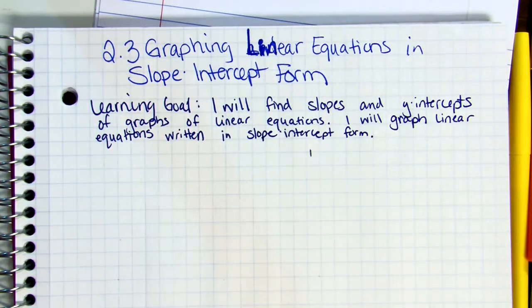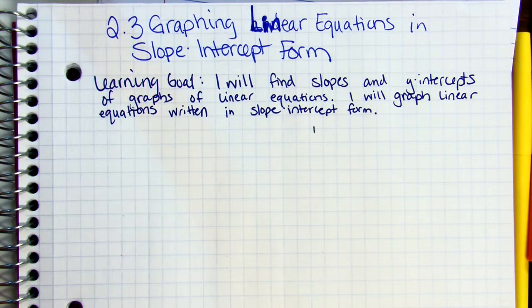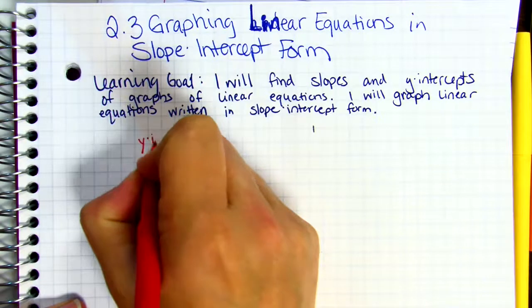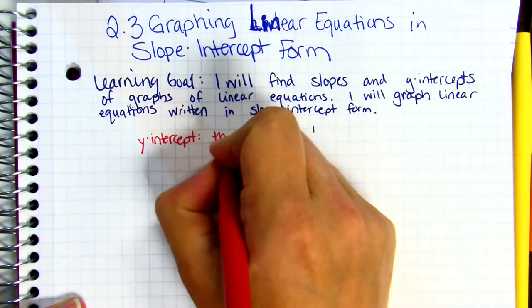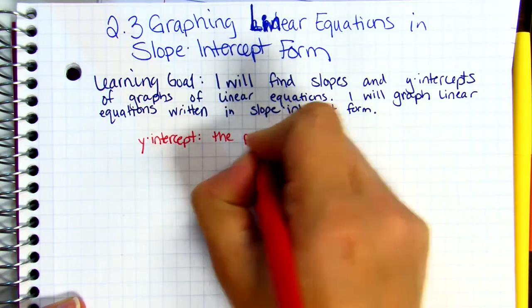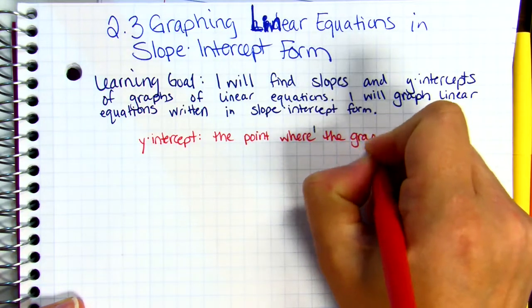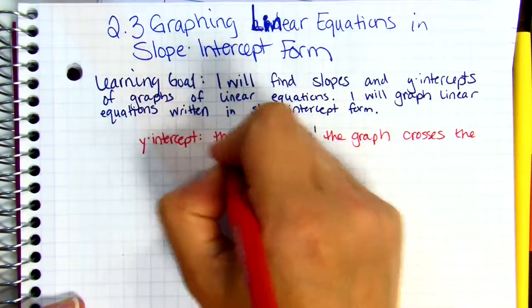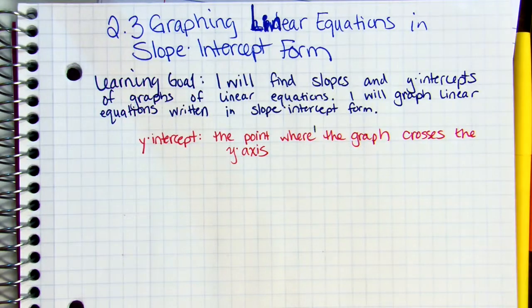So in order to do this, we need to remember a couple of things. We need to remember, first of all, what the intercepts are. So to start off with, if we have a graph and we talk about the y-intercept, the y-intercept is the point where the graph crosses the y-axis, or where it intercepts the y-axis.